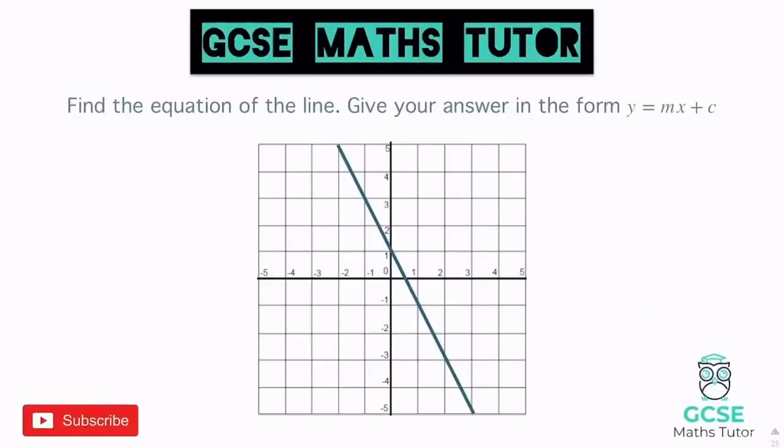Slightly different one here because it's sloping in the other direction, but the same type of question. I'll take the same approach, so I'm going to find the y-intercept to start with this time, so c equals 1, and then we just need to find the gradient. So let's pick two coordinates.